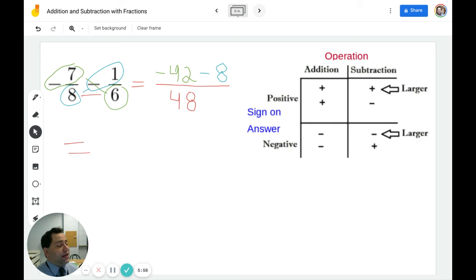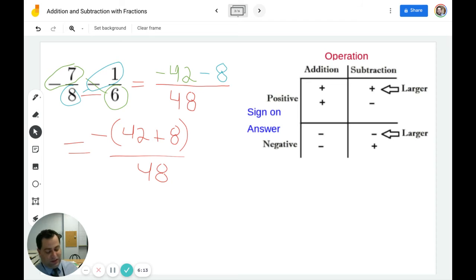Well, I have two of the same sign. That means I'm going to add and make the answer negative. So I know my answer is going to be negative, and then I have to do 42 plus 8. Well, 42 plus 8 is 50, so that means I have negative 50 over 48, which can be simplified. They're both even numbers, so we could try 2, which is what we'll do. We have negative 25 over 24.